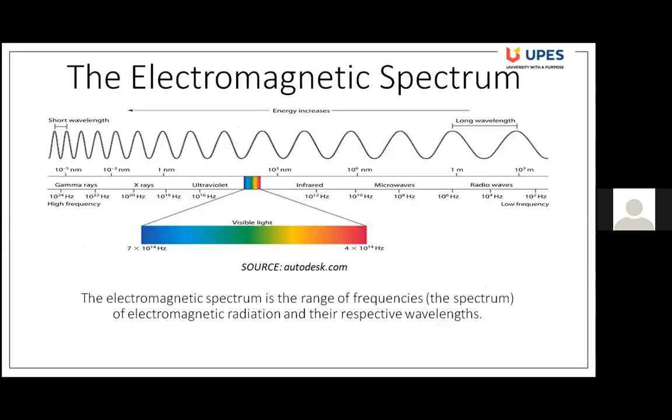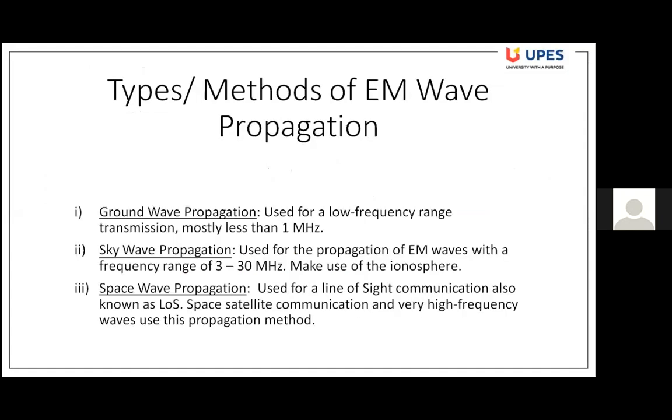Next up, we have the electromagnetic spectrum, which is the range of frequencies of electromagnetic radiation and their respective wavelengths. This spectrum covers frequencies ranging from below 1 hertz to above 10 to the power 25 hertz. As you can see, it consists of various radio waves, for example gamma rays, X-rays, ultraviolet, visible light, and so on. Next up we have the types or methods of EM wave propagation.